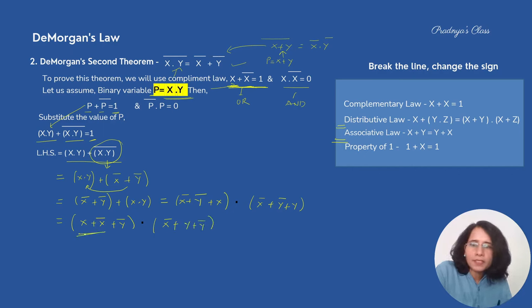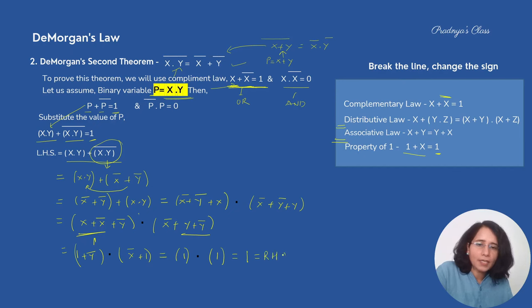You know x plus x bar is equal to 1 according to the complementary law. So I am going to replace it here, 1 plus y bar, and again we have here y plus y bar. According to the complementary law, we will get 1. Now I am going to apply the property of 1. It says 1 plus x equals 1. So 1 plus y bar will be 1, and x bar plus 1 will be 1. Both the inputs are 1, which means the output will be 1 in case of the AND operator. So this is actually our right hand side. So we proved the first complementary law.